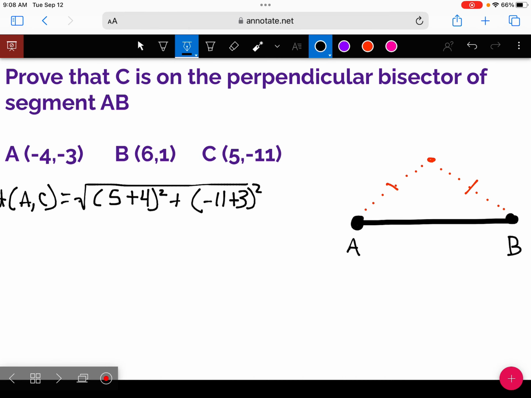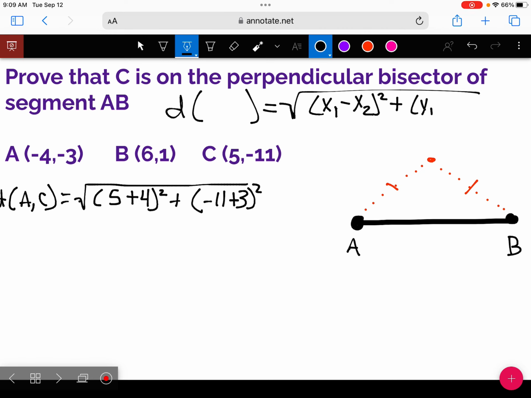The distance formula, we wrote the distance formula yesterday. Distance between 2 points equals square root of x1 minus x2 squared plus y1 minus y2 squared. For those of us that forgot, there's our formula. So we're going to simplify these pieces.